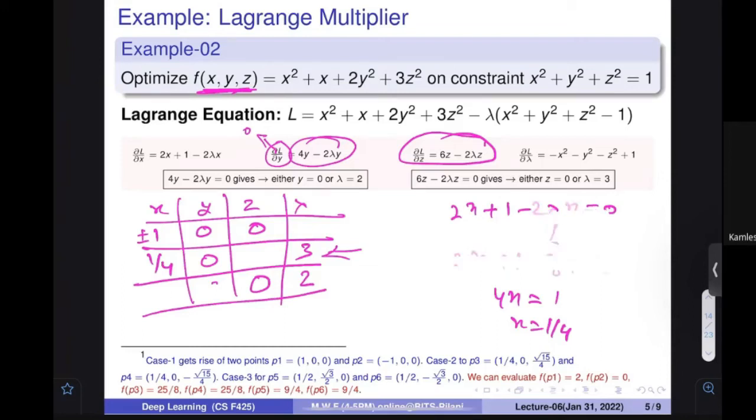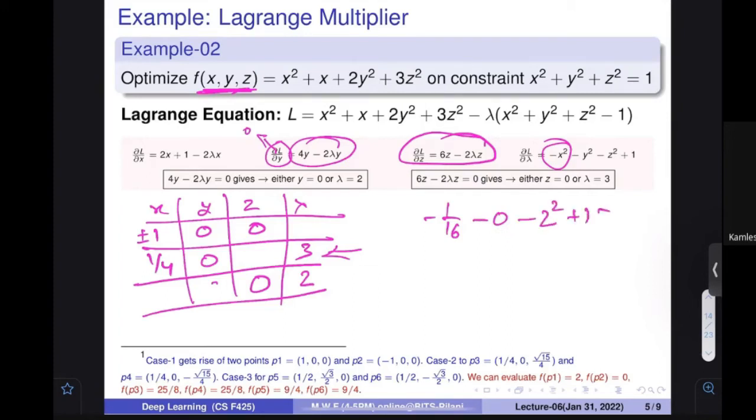Again, I can utilize the same equation that we utilized earlier to find out the value of z. Using this particular formula, once again, x square is there, na? 1 upon 4 becomes 1 upon 16. So minus 1 upon 16, minus y is 0, minus z square plus 1 is equal to 0. Can you tell me what is the value of z? So z comes out to be plus minus under root 15 by 4. Is it right?